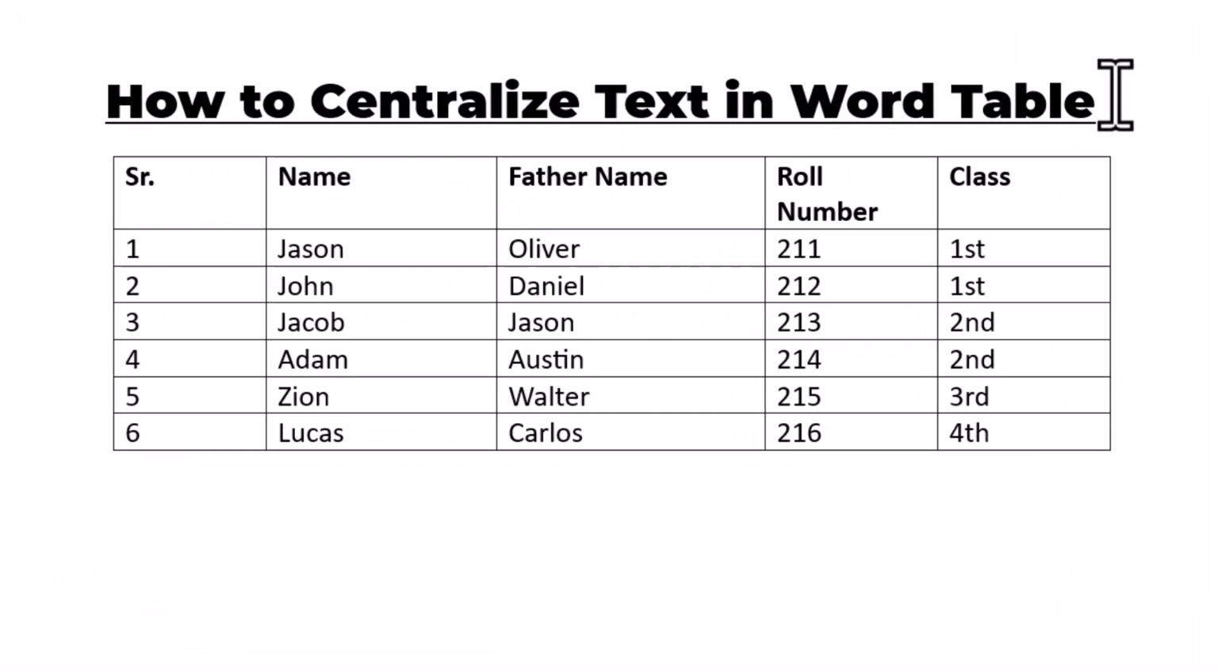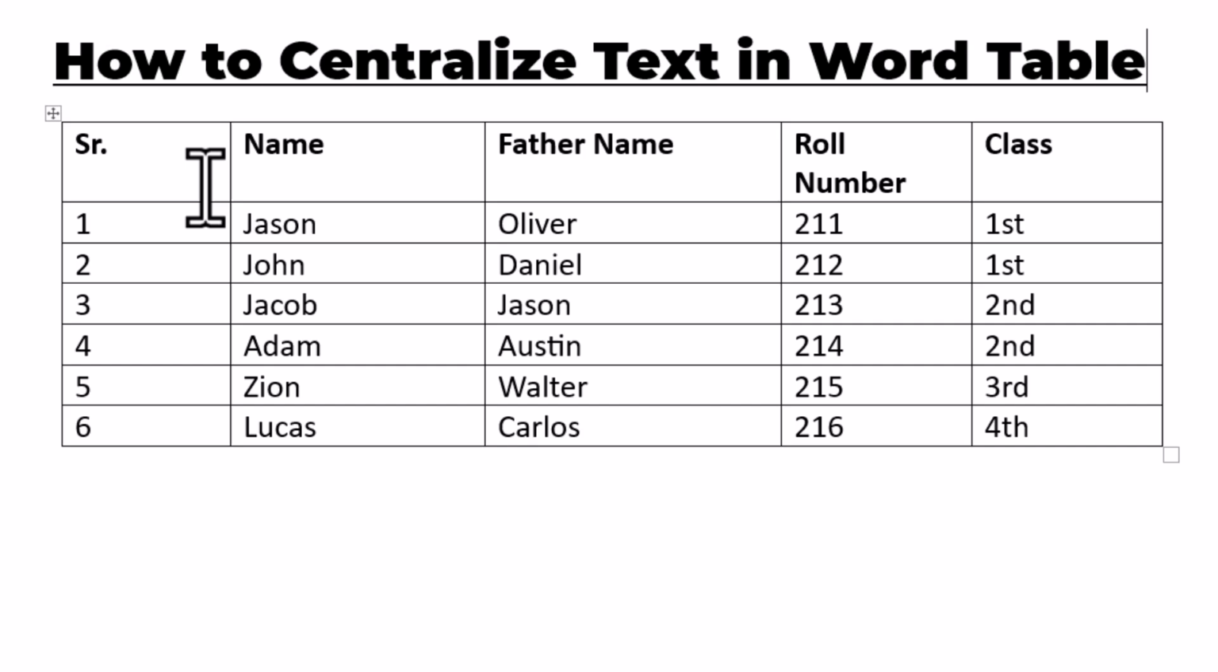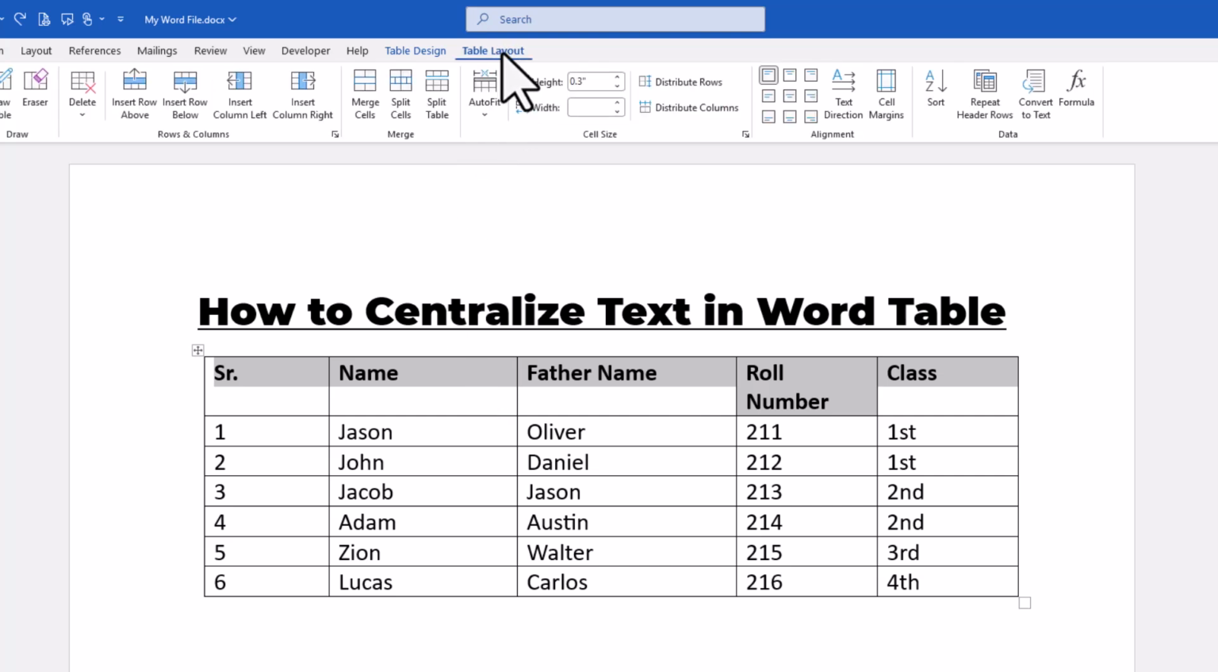Today, you will learn how to centralize text in Word tables. First, click and drag to select the table cells where you want the text centered. Now, click the Table Layout tab that appears when your table is selected.